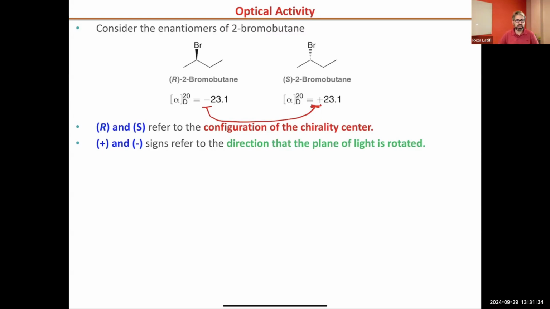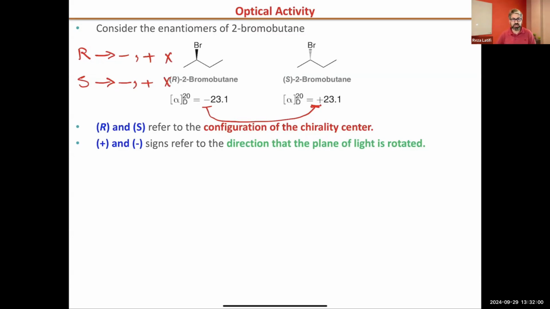Opposite rotation. The plus is talking about the direction, which direction we are turning the light. Is it to the right side or left? Listen carefully. There is no connection between R and minus or R and plus, and also no connection between S and minus or plus. We don't have such a connection.